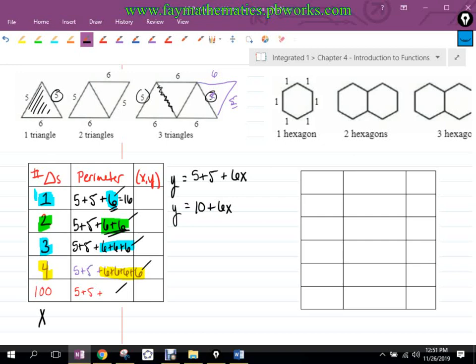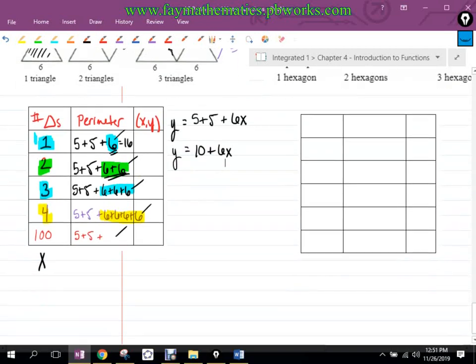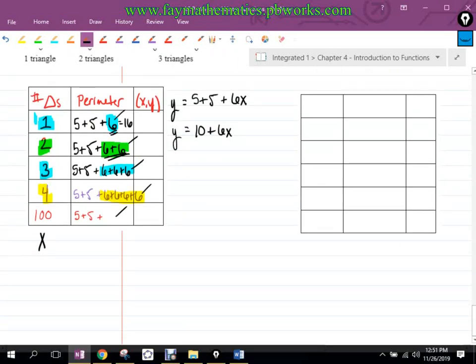Okay, let's address this a little bit differently. If I do this, let's rewrite this table. My x's were 1, 2, 3, and 4. My perimeters, or my y's, would have been 16, this would have been 22, and then 28, and then 34. Okay, so here's my question.